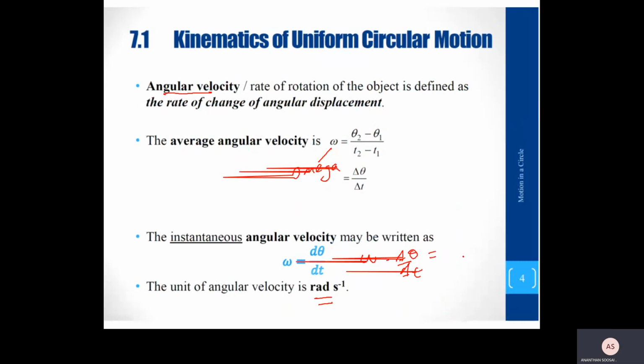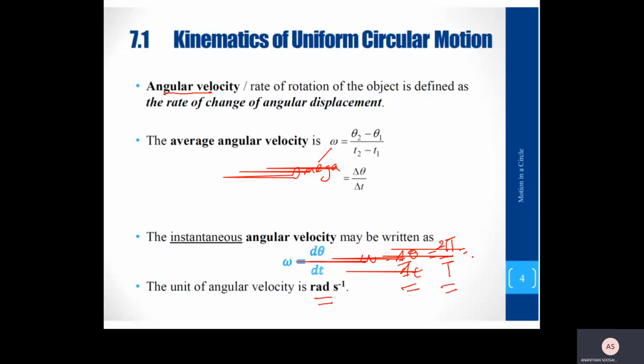But if you go one round, what is the time taken? Period, right? What is the theta for one round? 2 pi. So omega is 2 pi over T. This is the more famous formula. You know the period, you can find omega. So the definition is theta over t, but 2 pi over T is more famous.